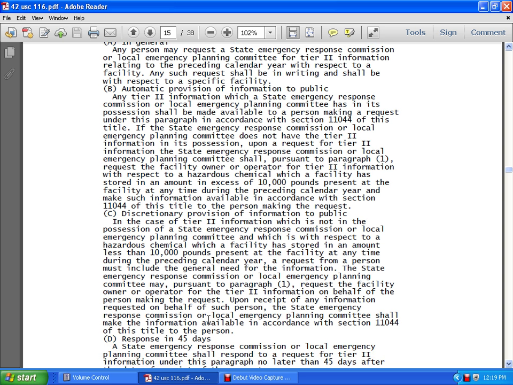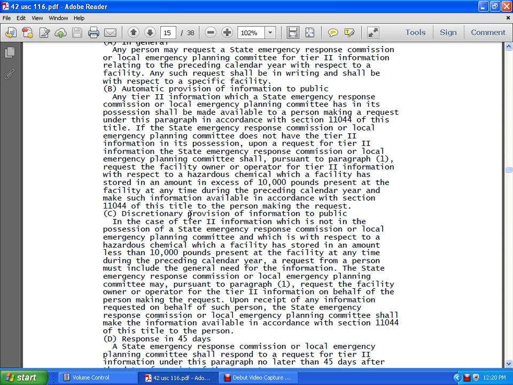Provision of the information to the public, discretionary. In the case of Tier 2 information which is not in the possession of the State Emergency Response Commission or local emergency planning committee with respect to hazardous chemicals which a facility has stored in an amount of less than 10,000 pounds present at the facility at any time during the preceding calendar year, a request from a person must include the general need for the information. The State Emergency Response Commission or local emergency planning committee may, pursuant to paragraph 1, request the facility owners and operators to provide Tier 2 information on behalf of the person making a request. Upon receipt of the information requested on behalf of such person, the commission or committee shall make this information available according to section 11044 of this title to the person.